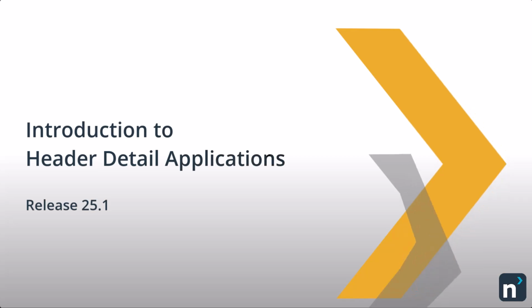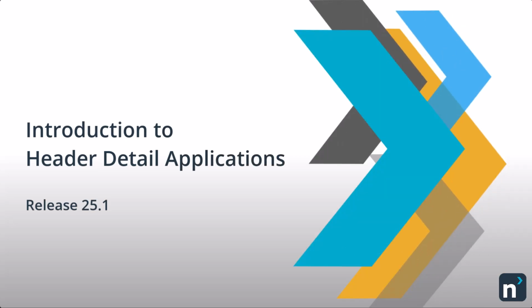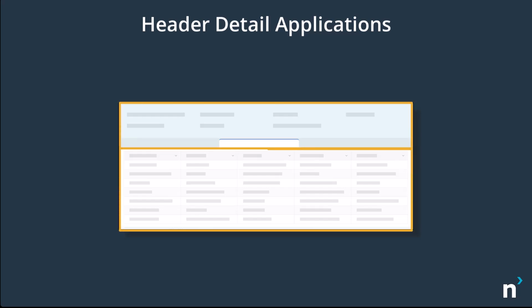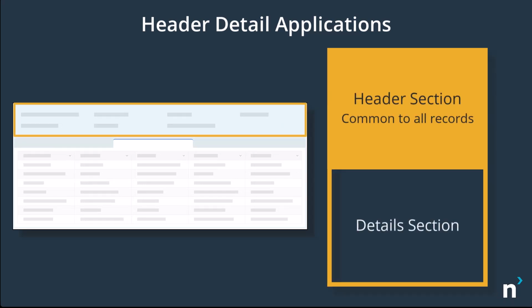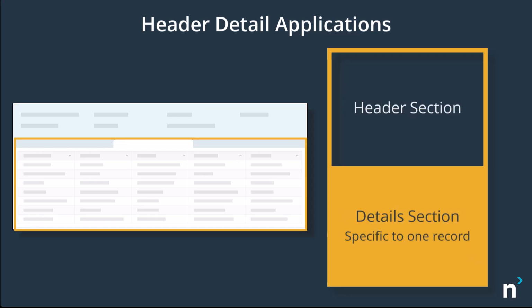Header detail applications simplify the process of viewing and managing related data by grouping records that share the same header information. Header detail applications are divided into two sections: the header section and the detail section. The header section contains summary information that applies to a group of related detail records. The detail section displays individual records that are linked to the header based on a shared key or identifier.